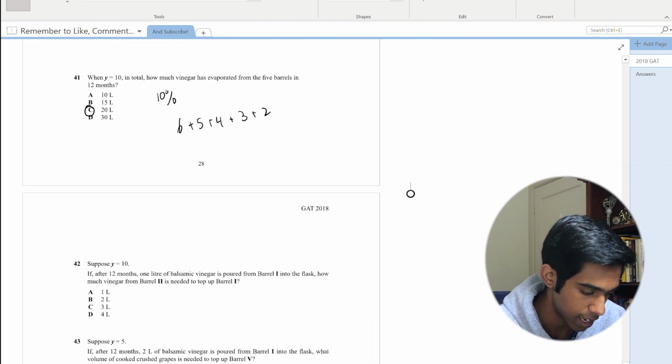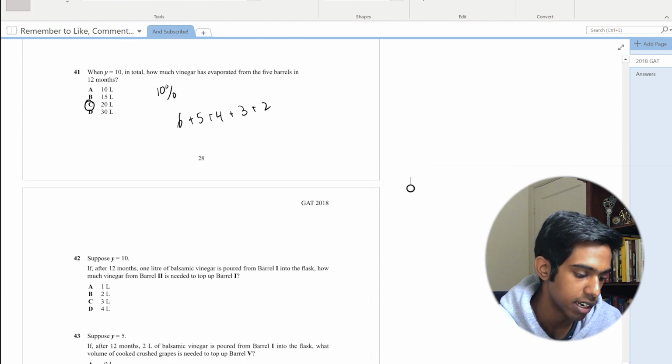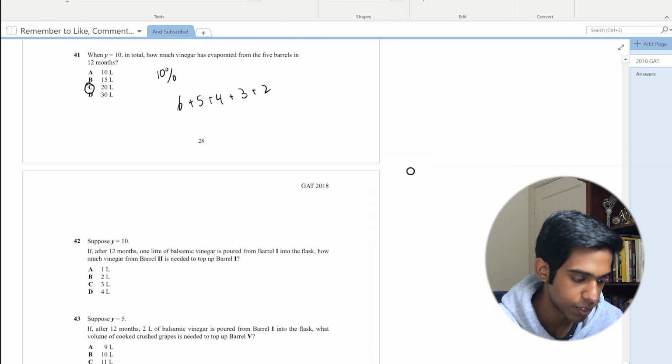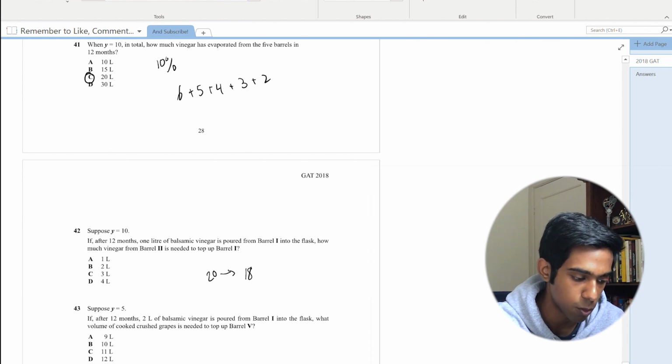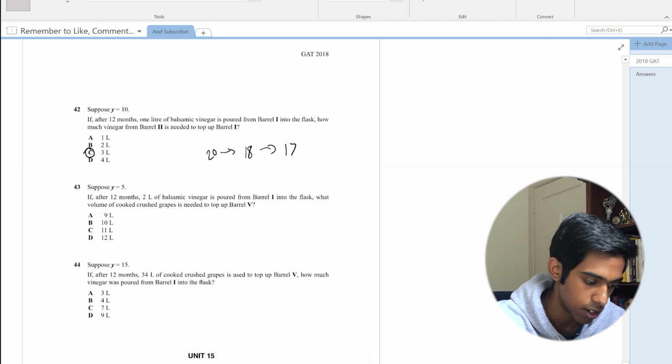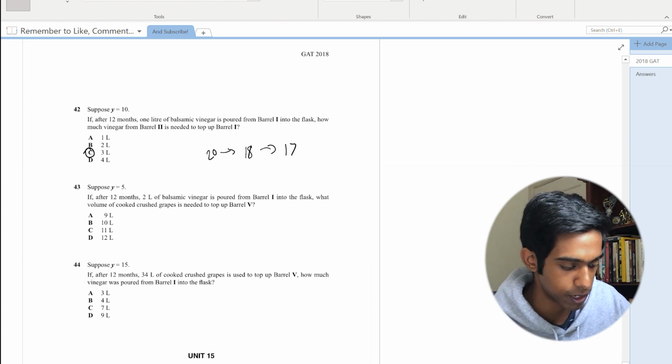Suppose Y equals 10 again. If after 12 months 1 liter of balsamic vinegar from barrel 1 is poured into the flask, how much vinegar from barrel 2 is needed to top up barrel 1? Barrel 1 has 20, then it becomes 18 because 2 liters have evaporated because Y is 10%. And then we also pour out 1 liter, so it's 17, so then you need 3 to top it up.